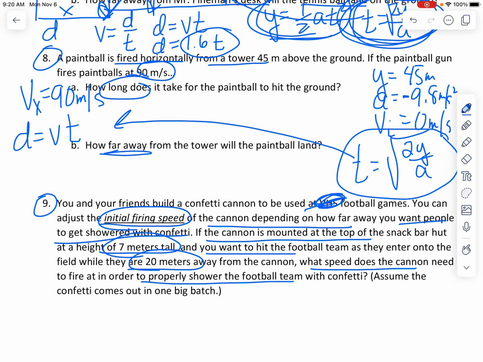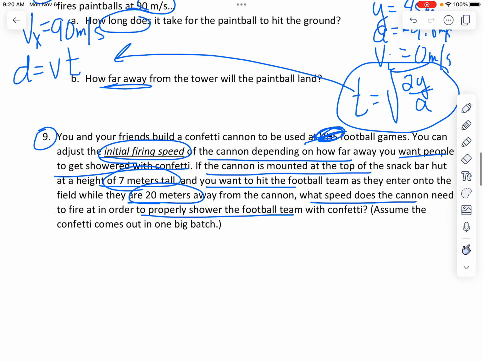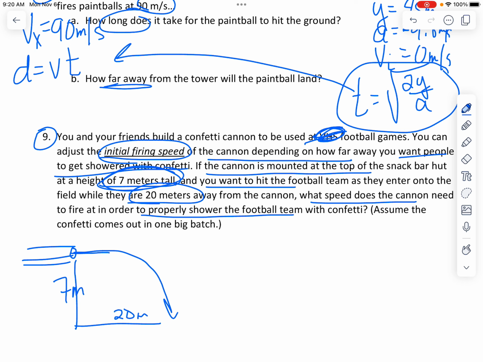So it's the same type of idea, but this time you're going to be finding the speed here. Let's just draw a diagram here. You're going to be launching stuff out of the cannon like that. That's the confetti being launched. So this is 7 meters high. You want to hit the football team as they enter into the field while they are 20 meters away from the cannon. So this is 20. Nice diagram, makes a big difference here. What speed? We want to find the speed that is going to be coming out of the cannon.